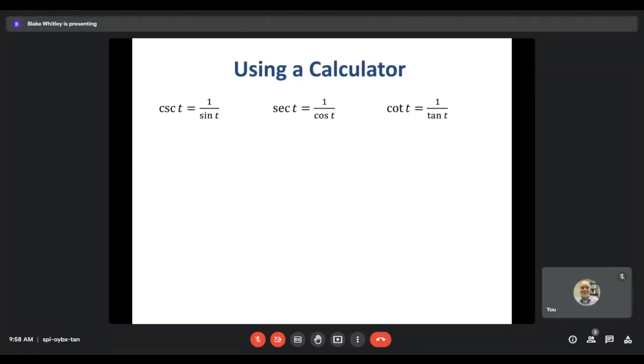So when we're putting things in the calculator that deal with cosecant, secant, and cotangent, we're just going to need to do 1 over the sine to get cosecant, 1 over the cosine to get secant, or 1 over the tangent to get cotangent. So even though there's not a specific button for those 3, we can still use our calculator to find them because they are just reciprocals of the other 3 that we have buttons for.